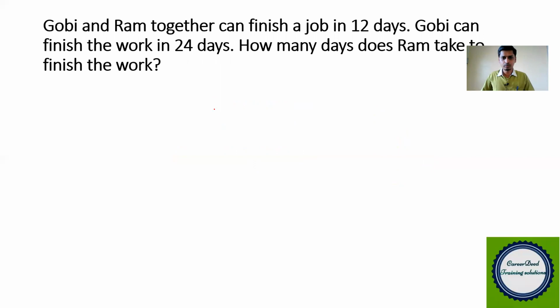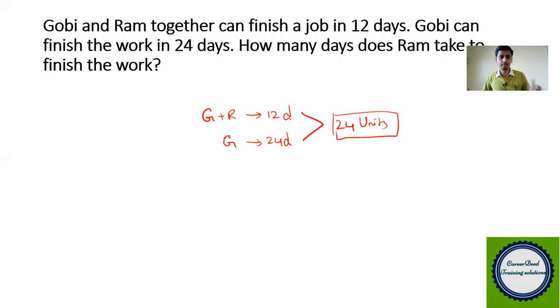Okay, so Gobi and Ram, both the guys can complete a job in 12 days. Gobi alone can complete the job in 24 days. We don't know what is the total amount of work to be completed, so we can take the LCM. So what is the LCM of 12 and 24? 24. So we can take totally 24 units of work which need to be completed.